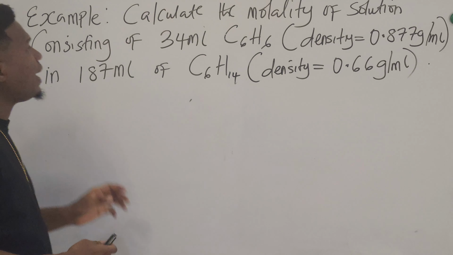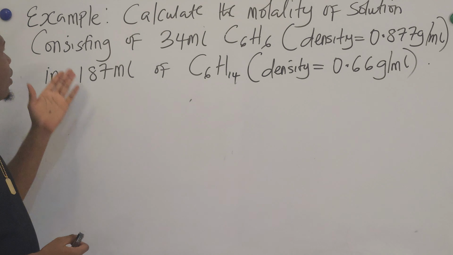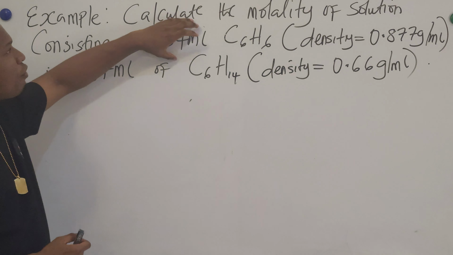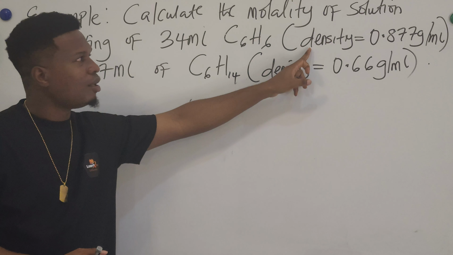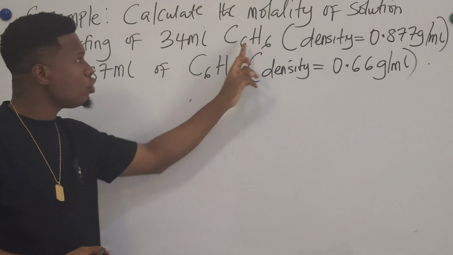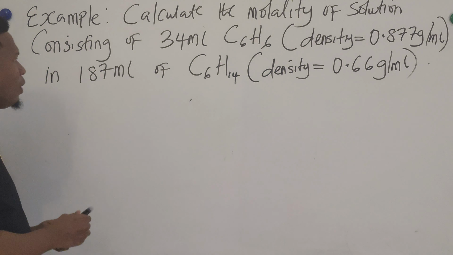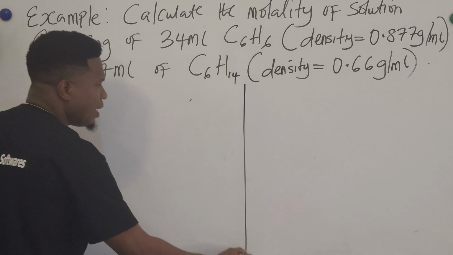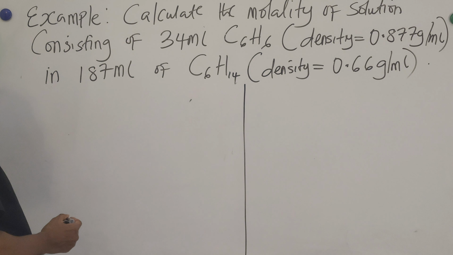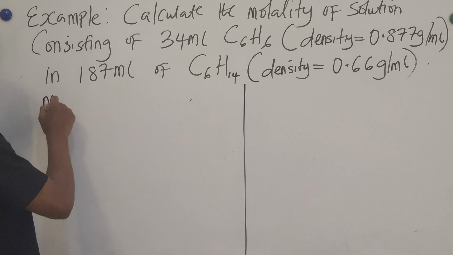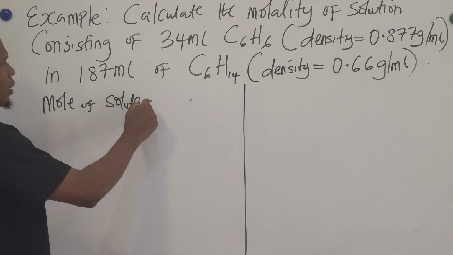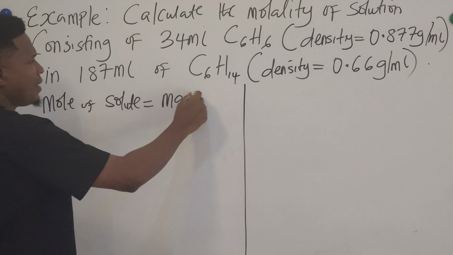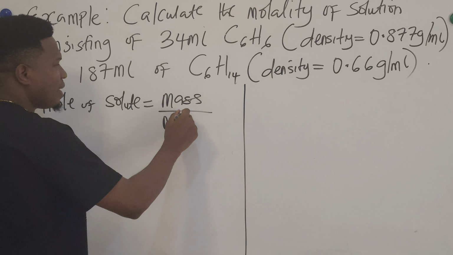So we are told to find the molality of a solution consisting of 34 ml. This is the volume, this is the density of this guy. This is the solute, this is the solvent. So now, let us proceed and get the mole of the solute first. Remember that mole of solute is mass over molar mass.